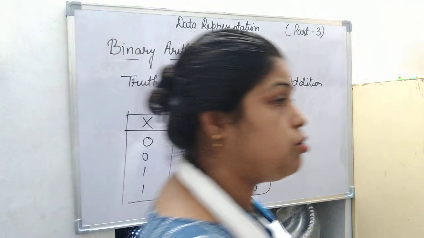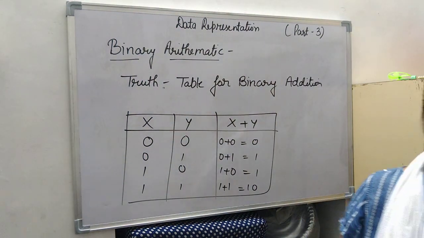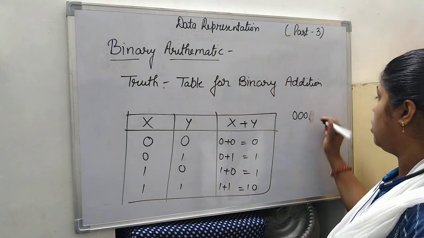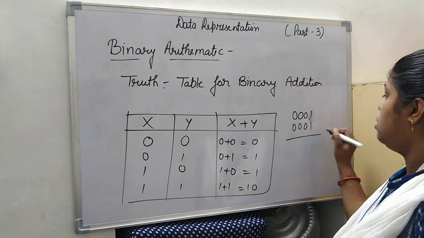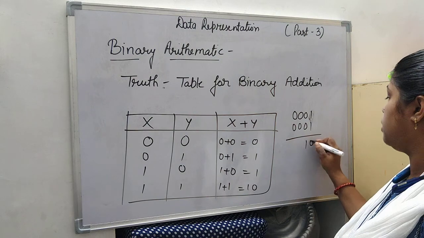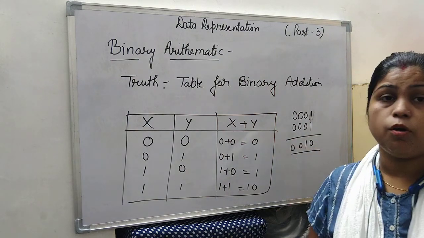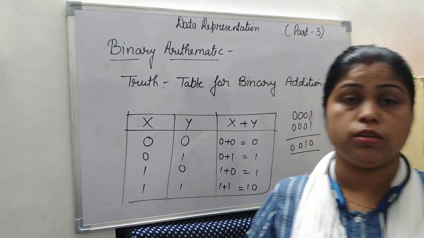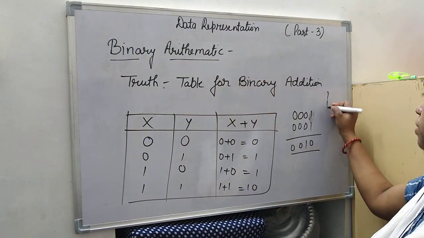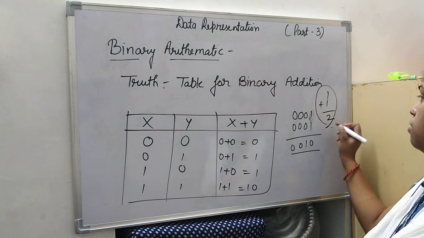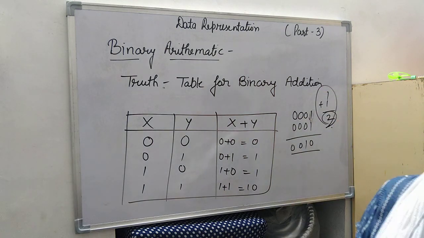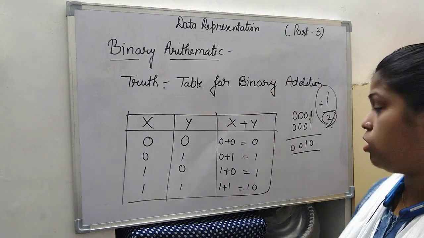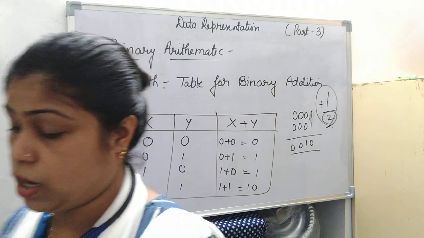Why is 1 plus 1 equal to 10? Because whenever you add 1 with 1 in binary, 1 is represented as 0001 and 0001, and when you add them, it gives you 0010. Why? Because in decimal numbers, the addition of the two decimal numbers 1 plus 1 gives you 2. In the same way, we need the answer 2. So in binary, 1 plus 1 is 10. So you carry forward the 1 to the next bit.